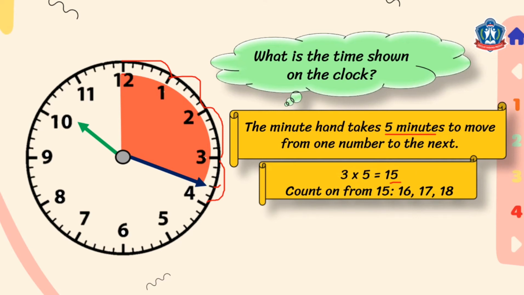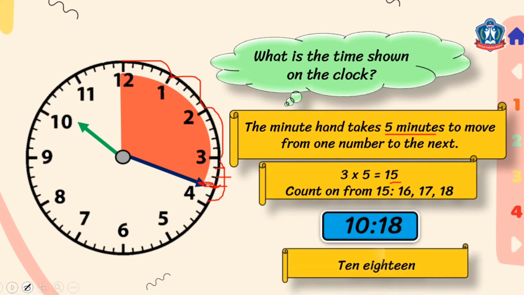And after 15 minutes, we count by 1. So we have 16, 17, 18. The minute hand is only pointing until here, so that is 18 minutes. Therefore, our time is 18 minutes past 10. And we can write it like this, and we read this as 10:18. So it means 18 minutes past 10.